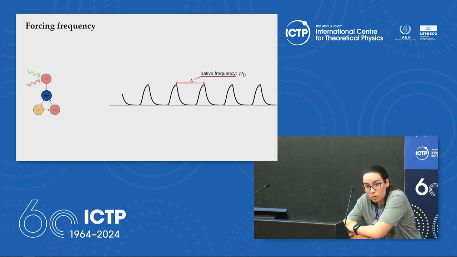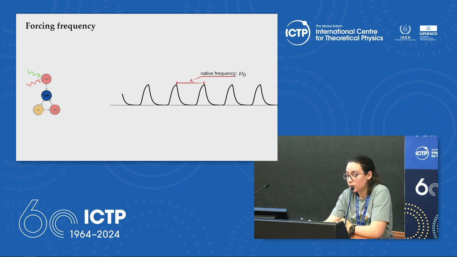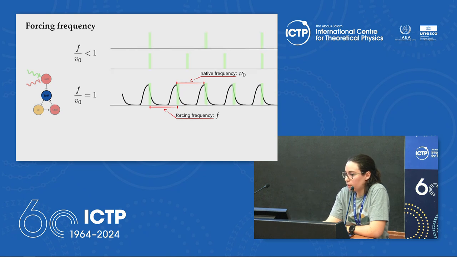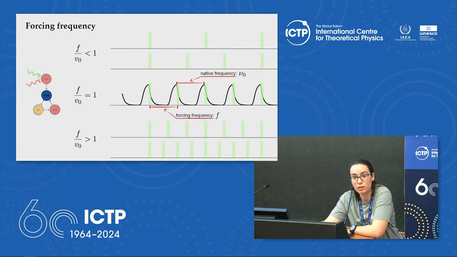Finally, you already know that oscillators have their own native frequencies. Here we're interested in the mean native frequency. And so far, when we send light inputs to the sample, we always use the forcing frequency, which is the same as the mean native frequency. Of course, you can also decrease the forcing frequency or increase the forcing frequency.